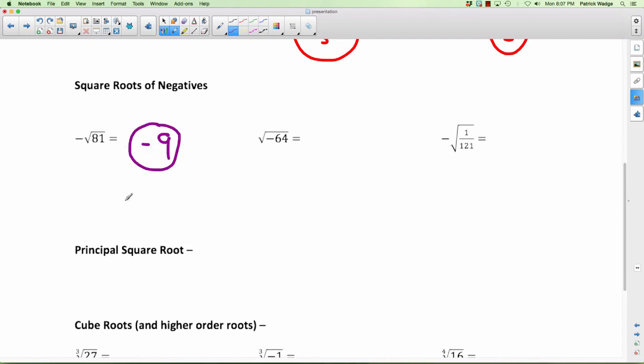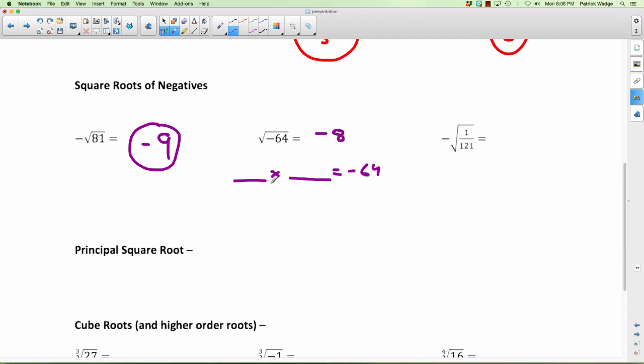No problem, right? But this one's a little different. This one, the negative's inside the radical sign. So what you'd be looking for is a number that multiplies by itself, it has to be the same number, and you get negative 64. Now, what a lot of people think when they see this question is, well, I know that the square root of 64 is 8, because 8 times 8 is 64. So the answer must be negative 8.